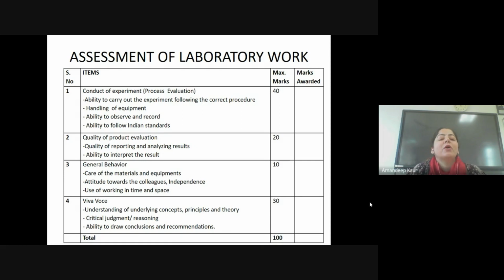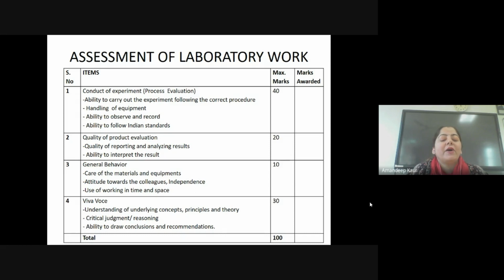When it comes to the product evaluation in the laboratory environment, the product can be in the form of a report, the analysis of the result, or the interpretation of the result, which needs to be decided by the teacher. So these are the qualities of the product evaluation: what kind of product you demanded from your student and whether they are able to produce a quality product or not. That benchmark needs to be decided by the faculty.